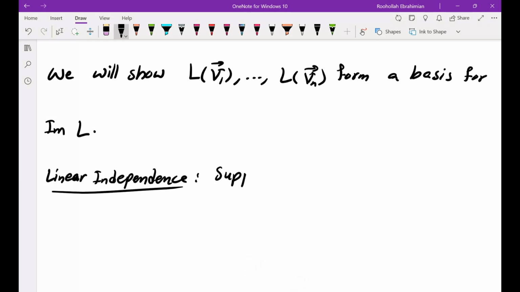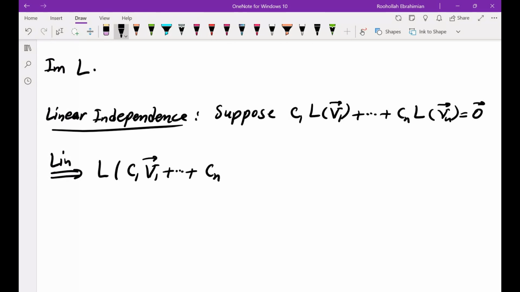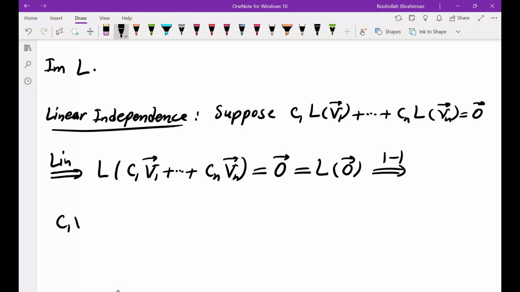So suppose C1 L of V1 all the way to Cn L of Vn is 0. I'm going to use linearity to write it down as L of C1 V1 plus Cn Vn equals 0. But I know that L is one-to-one. So one-to-oneness tells us C1 V1 all the way to Cn Vn must be 0.